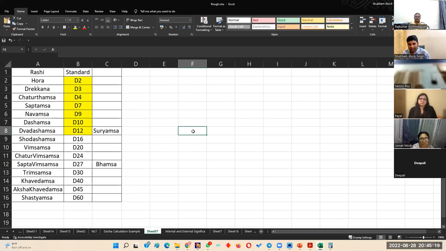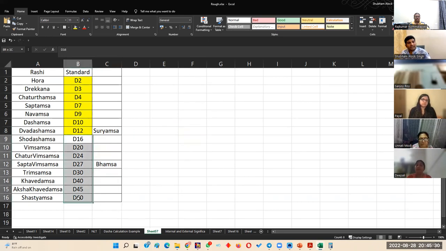Remind me of this particular point. I will come to it again when I give you the table. Just remind me this point. So understand that technically speaking, from D16 onwards, looking at planetary conjunctions can be dubious.